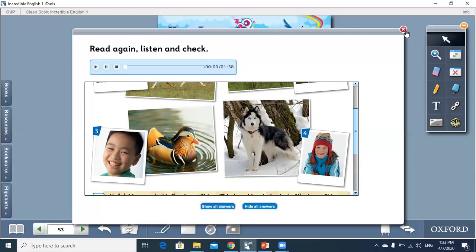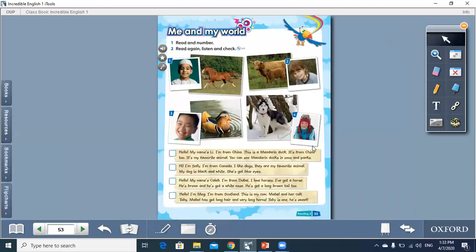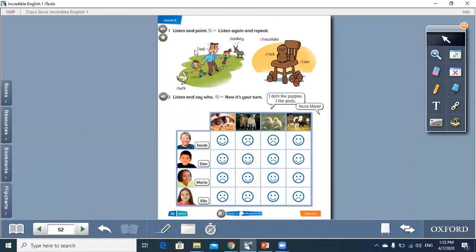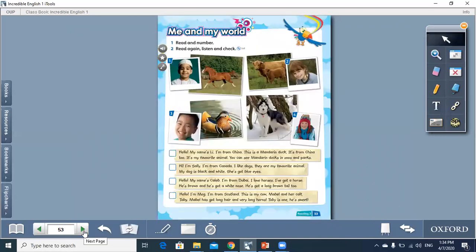So now we have learned how to read the sentences correctly. So in our lesson today, we learned how to, number one, read words starting with the letters D, the sound da and cha, like duck, dad, donkey, chocolate, chick, chair. And we learned how to say I like or I don't like. I like puppies. I don't like goats, I don't like chicks, I like cows. Then we moved to another thing, which is reading, and we learned how to read sentences on page 53.